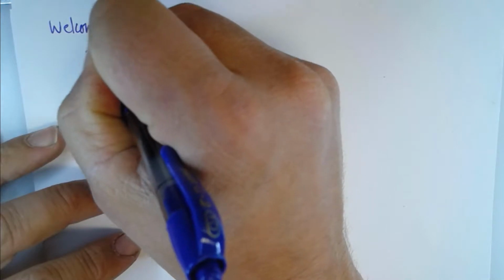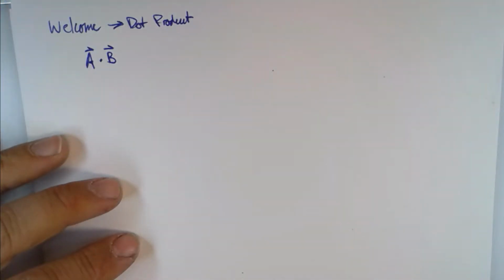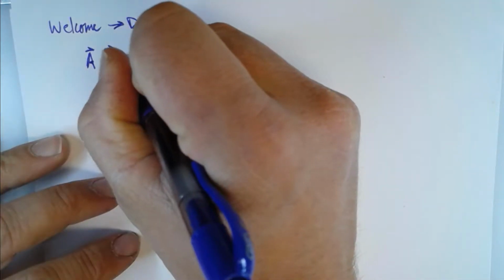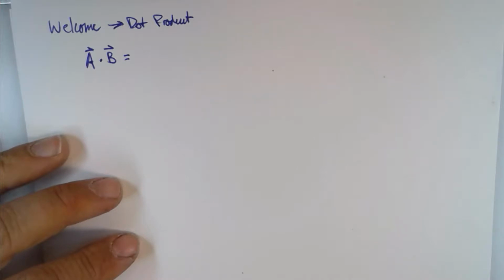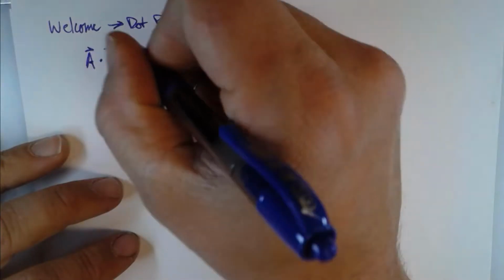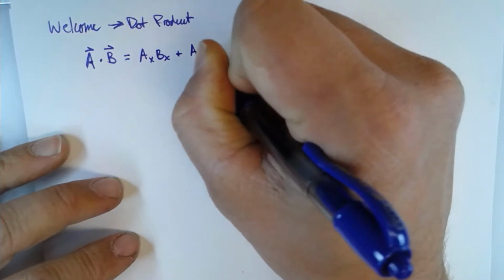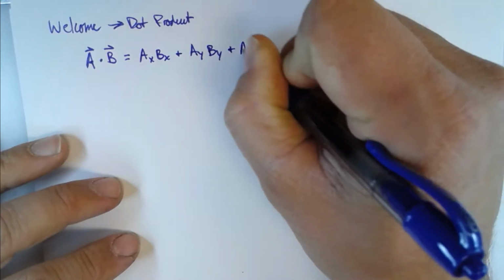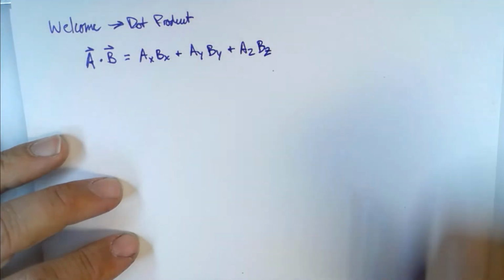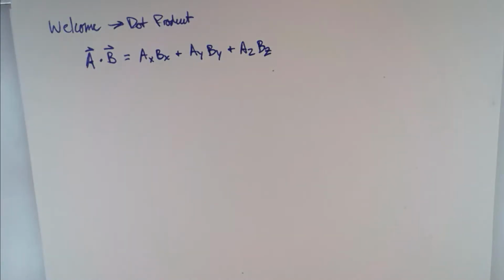Okay, so the dot product is a way that you can multiply two vectors. So we could have A dot B. And there are two ways of defining what A dot B is. One is you multiply the scalar components in the x, y, and z directions and add them together. So that would look like this: AX times BX plus AY times BY plus AZ times BZ. And what will that answer be? Will it be a scalar or a vector? It's going to be a scalar, right?